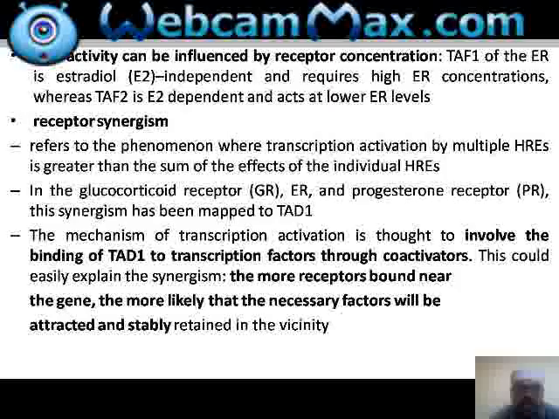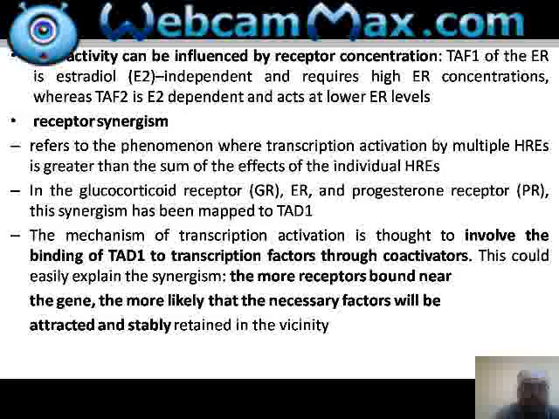If we look into the estrogen part, we will see that TAF1 of ER is estradiol independent, while TAF2 is estradiol dependent. So if it requires a higher concentration of estrogen hormone to get activated, to make the receptor activated. So TAF can have different functionality in respect to being hormone dependent or hormone independent. So this is the part where the domain activity can be influenced by the receptor concentration, and it is specifically TAF1 or TAF2.